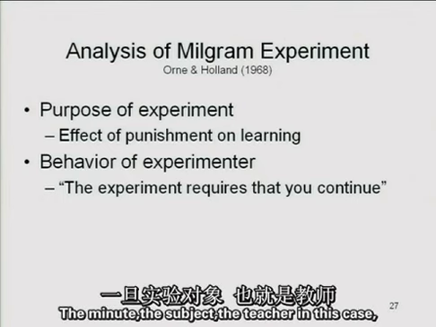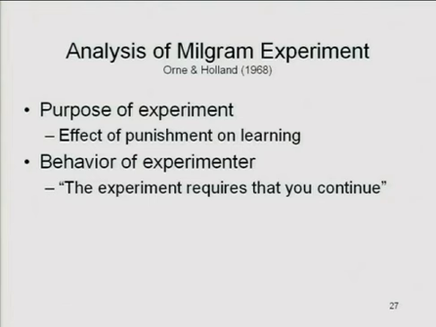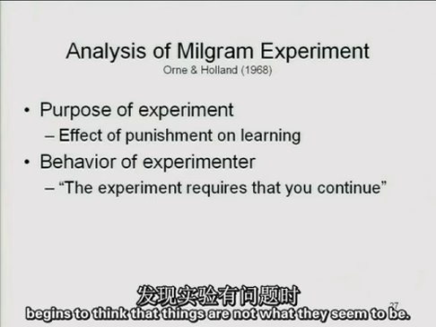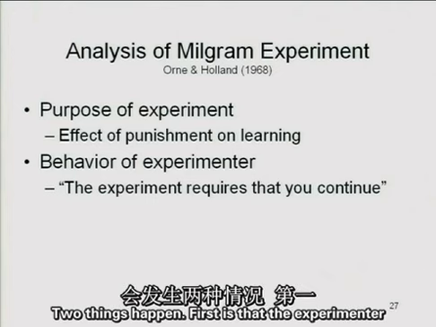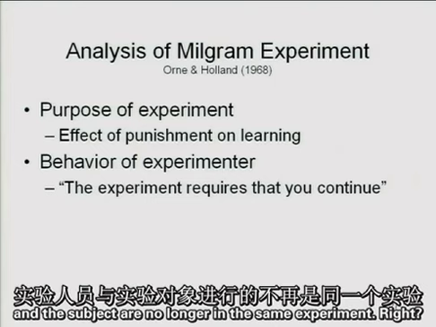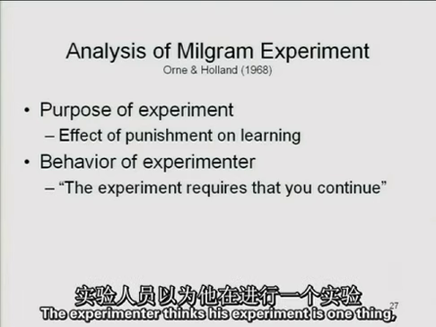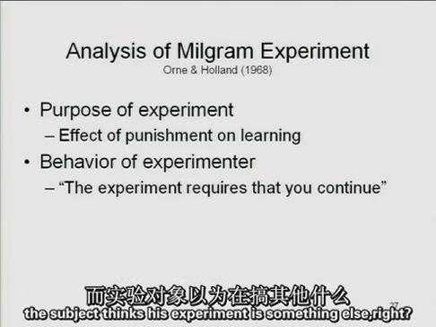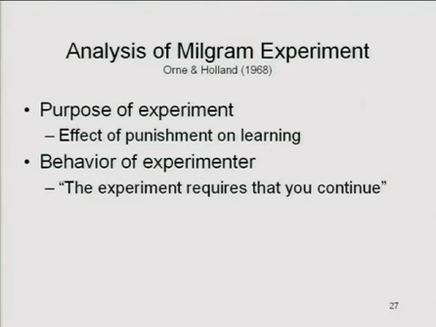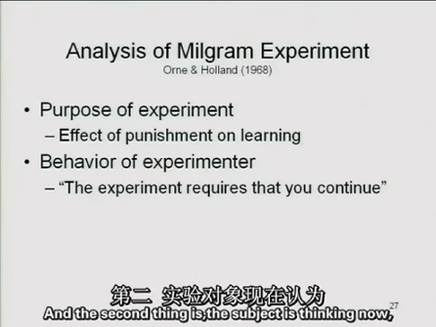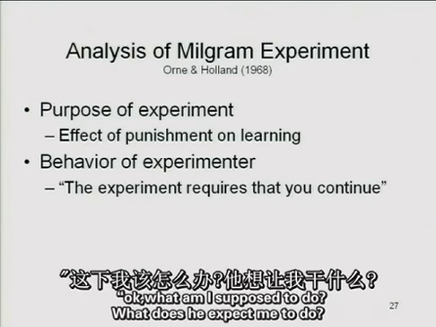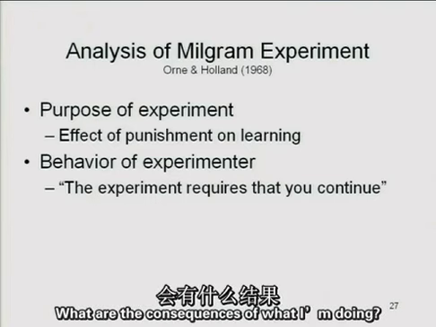The minute the subject, the teacher in this case, begins to think that things are not what they seem to be, two things happen. First is that the experimenter and the subject are no longer in the same experiment. The experimenter thinks the experiment is one thing, and the subject thinks the experiment is something else, right? And the second thing is the subject is thinking now, okay, what am I supposed to do? What does he expect me to do? What are the consequences of what I'm doing?